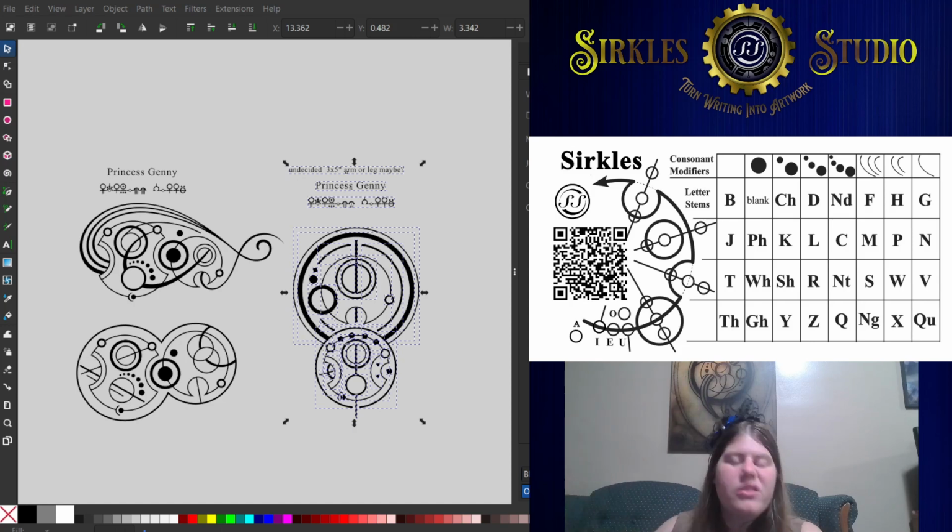And then vowels are little circles that have different positions depending on what vowel they are. And if it's an I, it has a line radiating inwards. And if it's a U, it has a line radiating out.